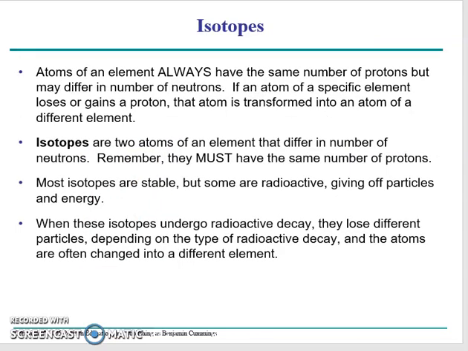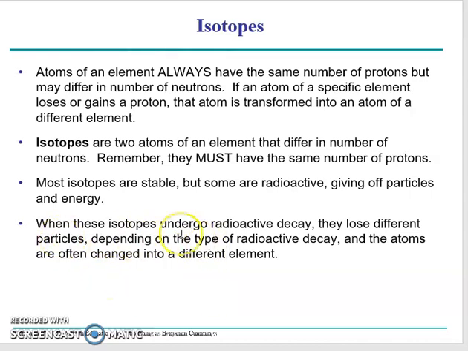Isotopes are where you have differing numbers of neutrons. As I just said, remember, they must have the same number of protons. Most isotopes are naturally occurring and stable, but some are actually radioactive, which give off particles and energy. And we've learned how to avoid these things because they can be really dangerous for us. But we also have learned to utilize them for imaging and as tools to help us explore different biological systems.